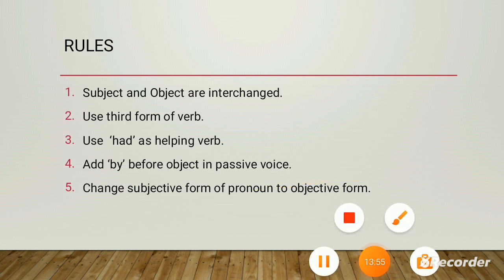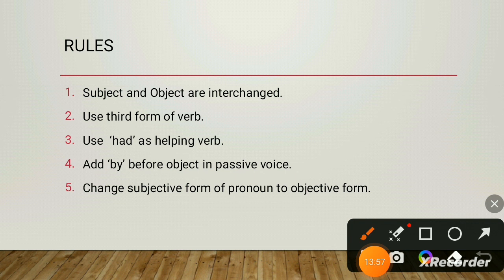So we go through the rules for past perfect tense to change active voice to the passive voice. We replace subject and object. Use the third form of the verb. Use had as a helping verb.